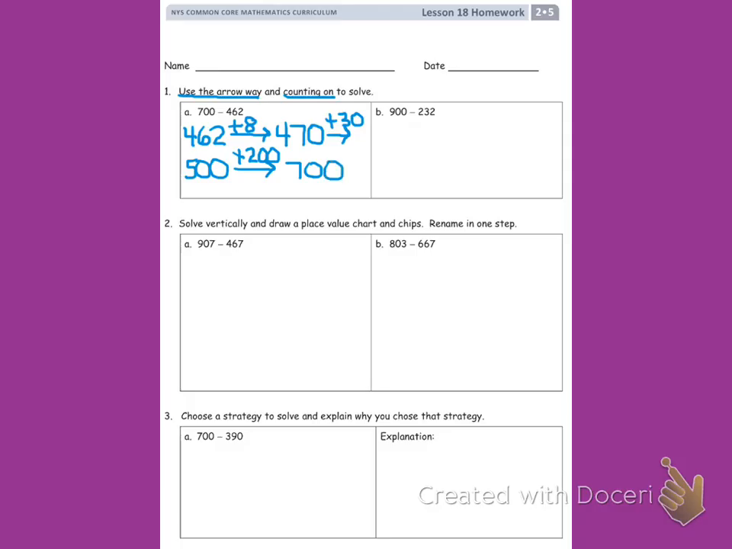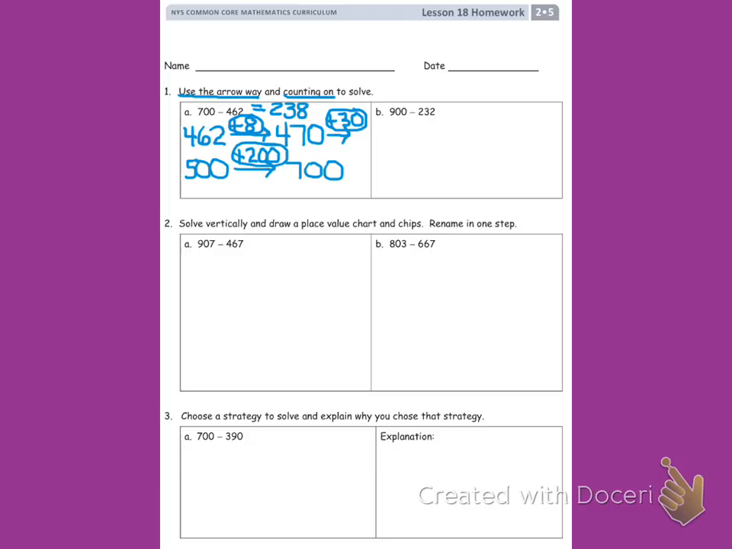Now all I have to do is add these together to see what the answer is. I have 8 plus 30 plus 200. Or I could think of it the other way. 200 plus 30 plus 8. That's 238. 700 minus 462 is 238.